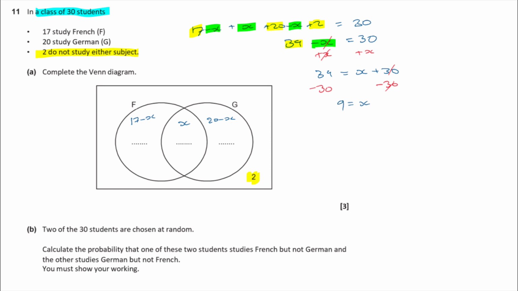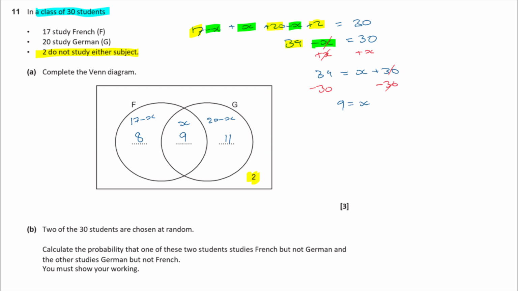Okay, so now I know that x is 9, I can fill that in the middle, and then I can work out what the other 2 must have been. So 17 minus x, 17 minus 9, that leaves me 8 there who studied French only, and 20 minus 9 is 11. And if you double check, you should find that all those numbers add up to 30. 8 plus 9 is 17 plus 11 is 28 plus 2 is 30, so it all works.